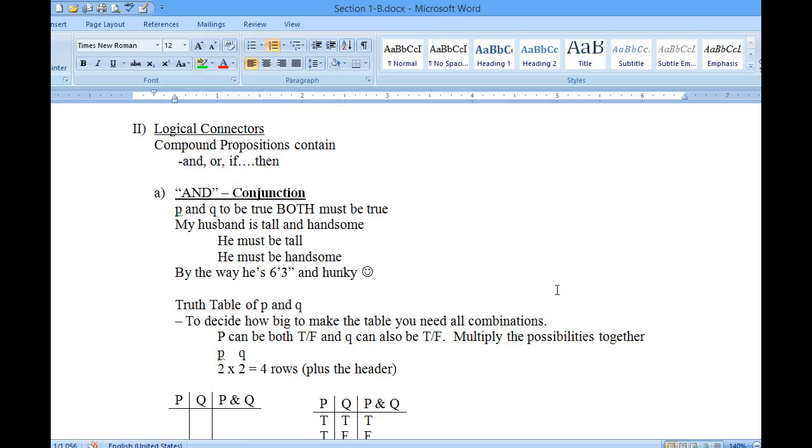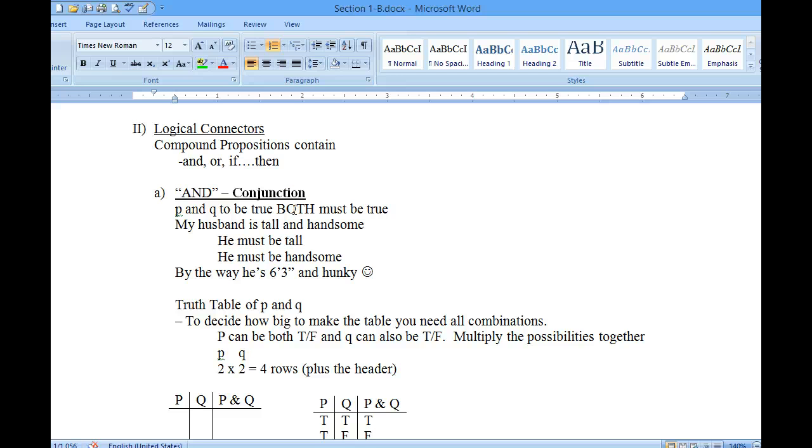All right, let's move on to Roman numeral 2, logical connectors. This is when a compound proposition contains and, or an if-then. The first connector that we're going to talk about is and. This is called a conjunction. So I take two or more propositions. In this case, we're going to be using P and Q, and with the and conjunction, both must be true for the combined statement to be true.